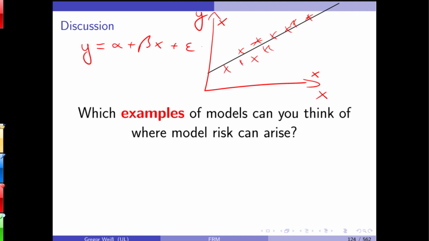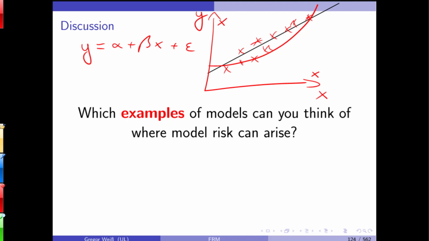Let's take this very simple example. It's not from finance, but you know what it's about. First of all, who says that it's not a function like this? An OLS regression, an ordinary least squares regression, assumes a linear function. Could also be a polynomial, a nonlinear function. So, wrong model.